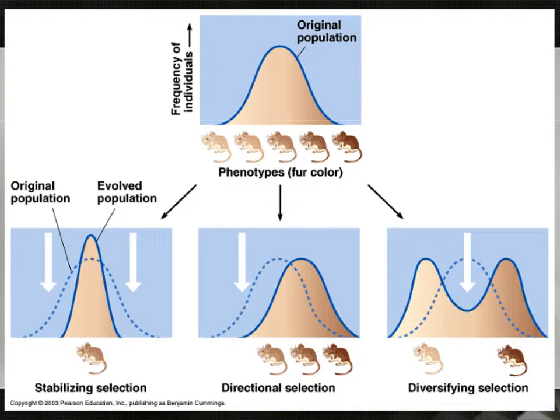And so we can see here we have stabilizing selection and directional selection. Stabilizing is the evolved population staying within the middle here. Directional selection, this blue dotted line is our original population, and it is moving away. And then diversifying is moving to the extremes compared to the middle of the original population.